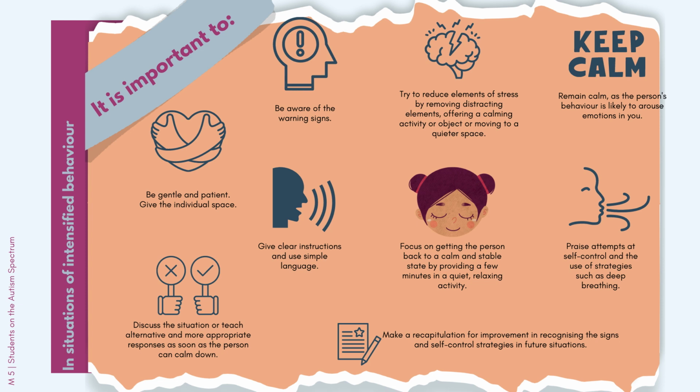Focus on getting the person back to a calm and stable state by providing a few minutes in a quiet, relaxing activity. Praise attempts at self-control and the use of strategies such as deep breathing. Discuss the situation or teach alternative and more appropriate responses as soon as the person can calm down. Do a recapitulation with the person and the educational team so that everyone is prepared for further recognition of the signs and strategies of self-control in future situations.